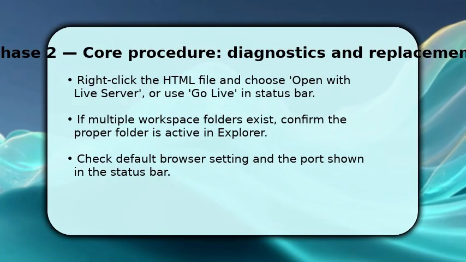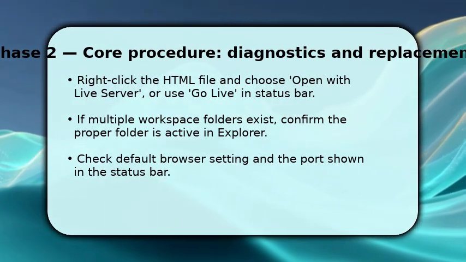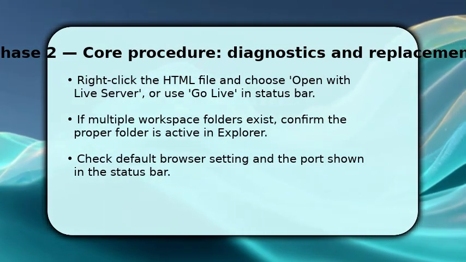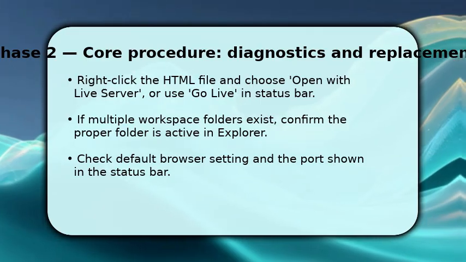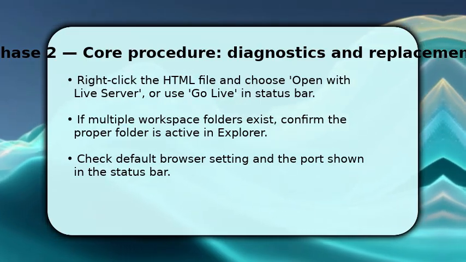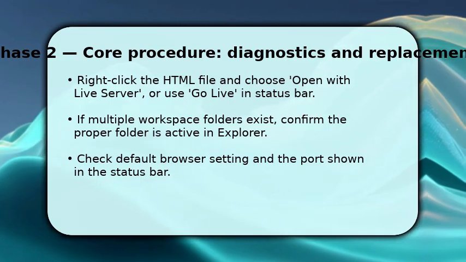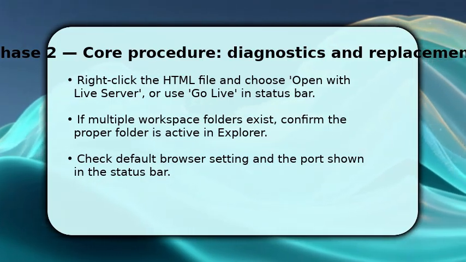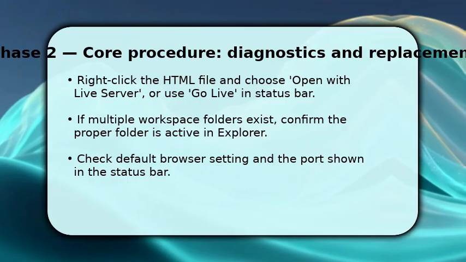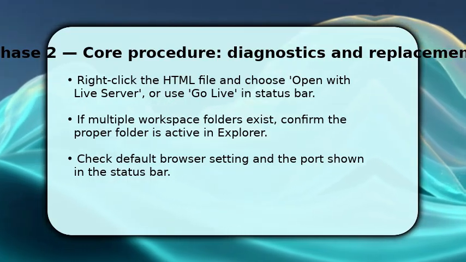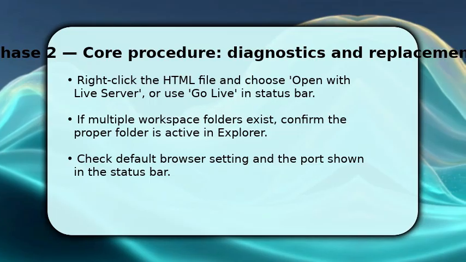Next, you launch the server. Right-click the specific HTML file and select Open with Live Server, or click Go Live in the VS Code status bar. Either way targets the active file. Once done, confirm the correct workspace folder is active if you have multiple folders. Otherwise, the server may serve a different file.